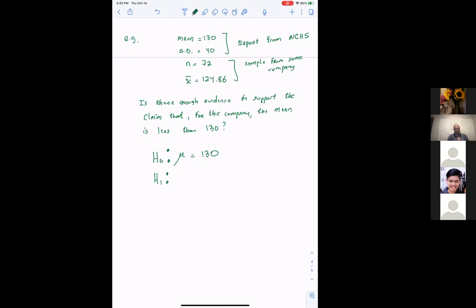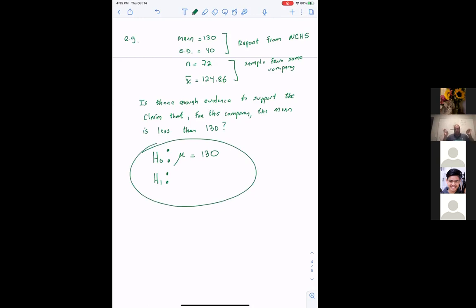So it's not 130. That is not the alternative here. Read the question carefully. Wait, I have to correct that right away. The 124.86 came from my sample. That plays no role in my hypotheses.